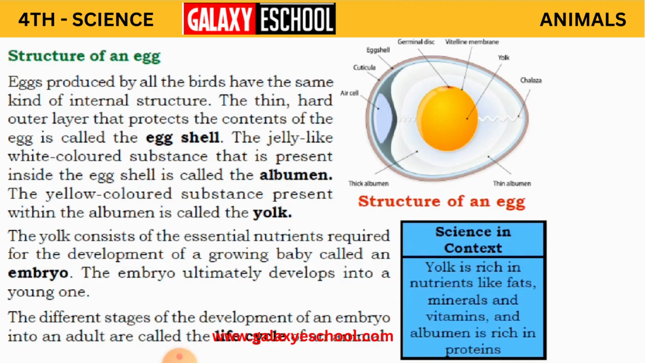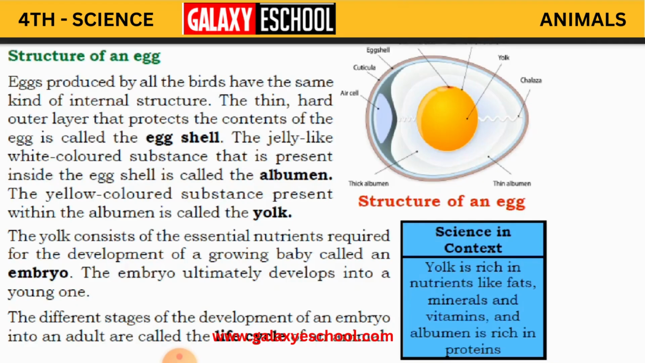How the structure of the egg is. See, children, in the picture here you can see the diagram of an egg, the inside portion of the egg. Okay, so eggs produced by all the birds have the same kind of internal structure. Whatever eggs are produced by different birds, for example hen, crow, sparrow, even pigeon, all the birds have the same kind of internal structure.